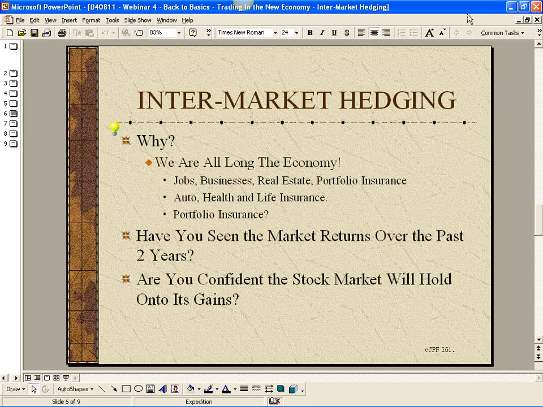So again, let me just review here. Why intermarket relationships? As I said, we're all along the economy, jobs, businesses, real estate, and then portfolio insurance. How many of you have portfolio insurance? We have auto, we have health insurance, we have life insurance, but do we have protection to the downside? Remember, hedge funds do this for you, okay?